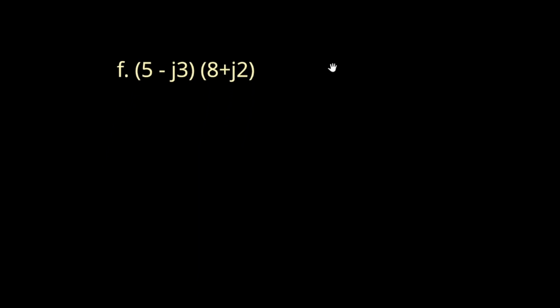Now F. Okay, so for F, what we have here is we have the 5, right, minus j3, but it's multiplied by 2 terms here. And so what we can do is we can apply FOIL. So if we remember FOIL, or distribution between two multiplications, it's basically the first number with the first number and the first number with the second. And then you do the same thing with this term. You do this, and then you do this.